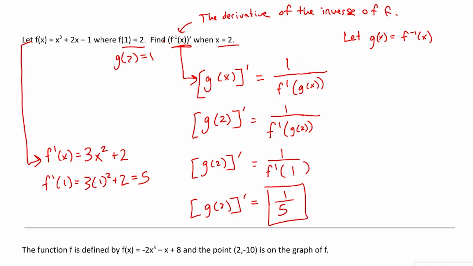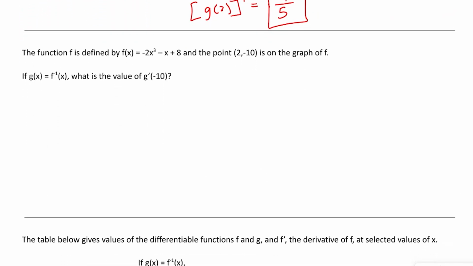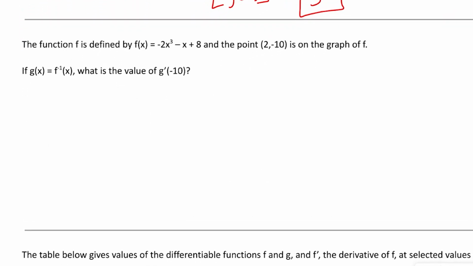Okay, let's do another one. Number 2 says the function f is defined by this function, and we've got a point on the graph of f, and we want to know what is the derivative of the inverse of f at -10. So this is really the same question. If (2, -10) is on the graph of f, what's on the graph of g? Yeah, (-10, 2) is on f inverse, which is g.